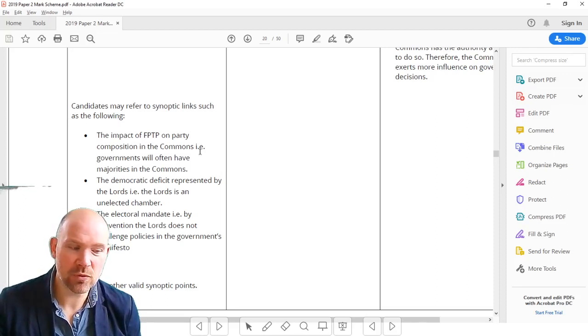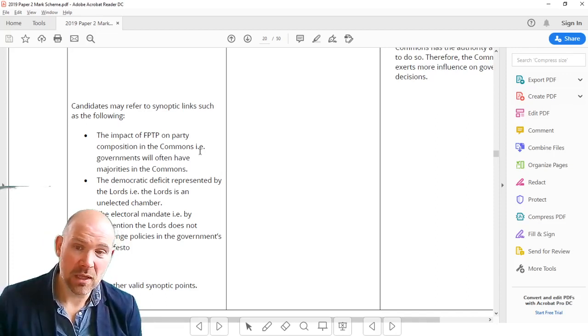If at some point you talk about the lack of democratic legitimacy, you've done it. If at some point you talk about how the electoral system means that the government always has a majority in the Commons but doesn't in the Lords, you've done it. If you talk about the democratic mandate, like the electoral mandate of the Commons over the Lords, then you've done it.